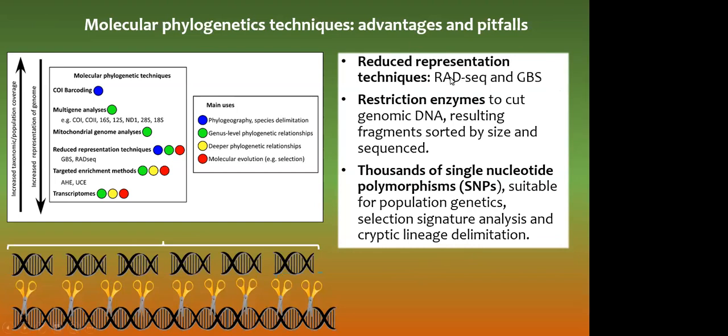Then there are the reduced representation techniques such as RADseq or GBS, which rely on restriction enzymes, which cut the genome in several places, and then those fragments are sorted by size, and all of them are sequenced. So again, it provides information about quite a lot of the genome. It allows us to obtain thousands of single nucleotide polymorphisms, which are suitable for population genetics, for selection signature analysis, and cryptic lineage delimitation. So a very useful method.